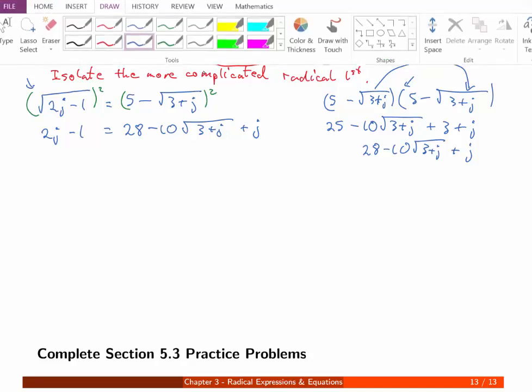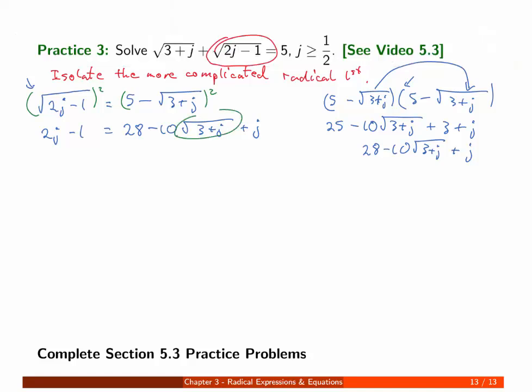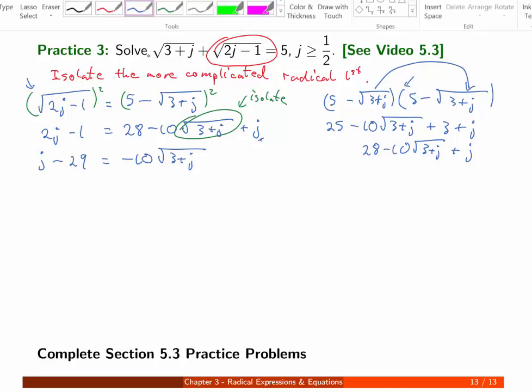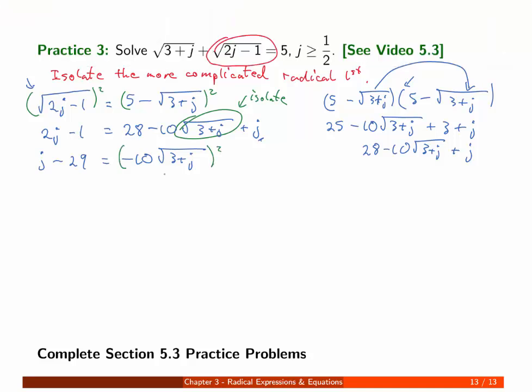Now, name of the game. Let's now isolate this guy. You're going to do the exact same thing again: isolate it, and then square both sides. So in this case, you're going to have j on the side, because I'm going to move this j all over. I'm going to move 28 over to give me negative 29 equals negative 10. I have a feeling that I'm going to have to use the quadratic formula in this question, because I'm going to have to square everything here. You could divide by negative 10, but I prefer not to have a fraction at this point.